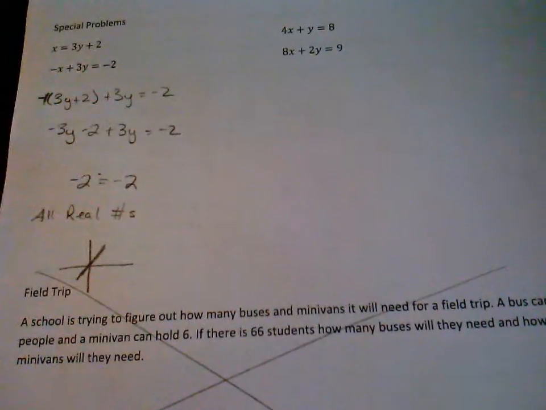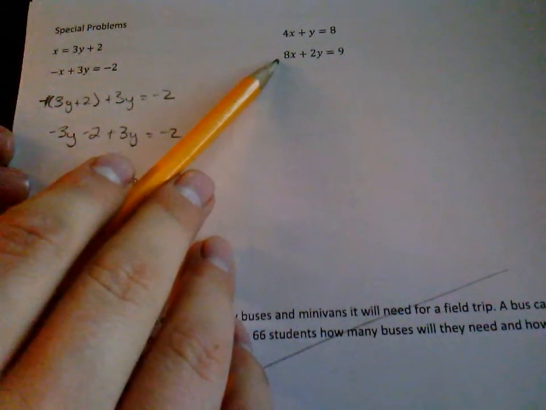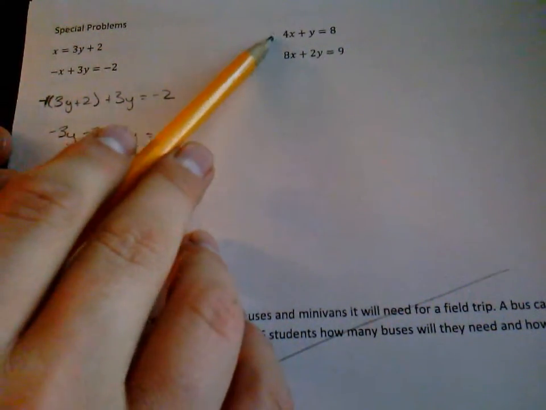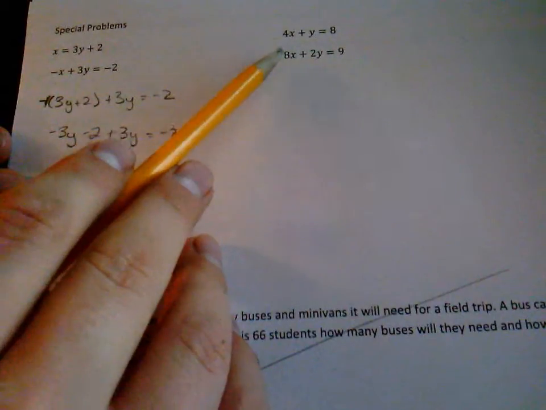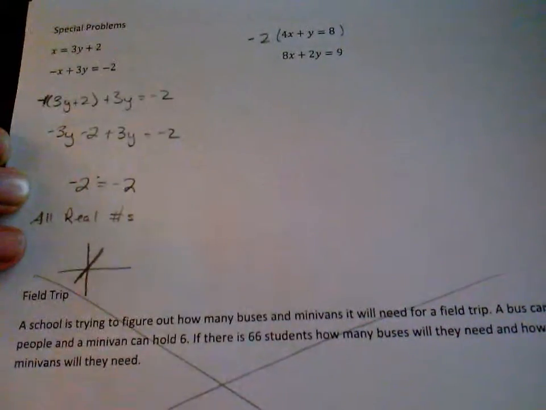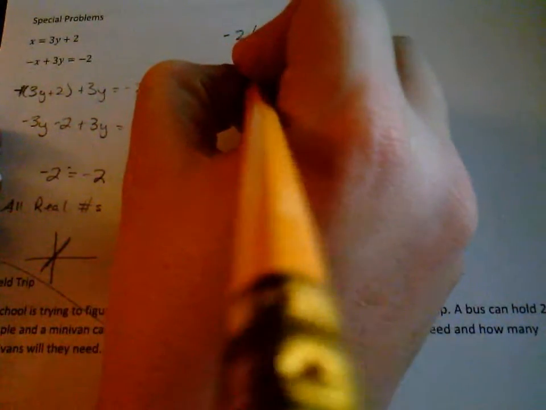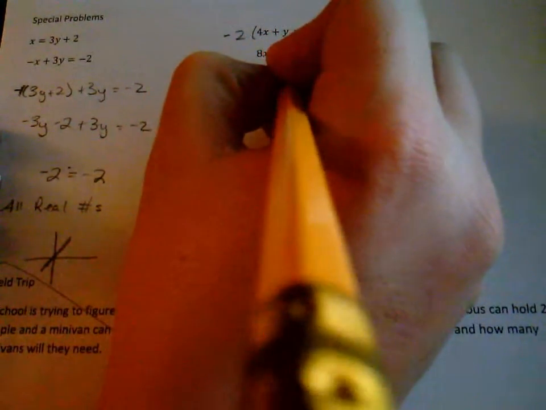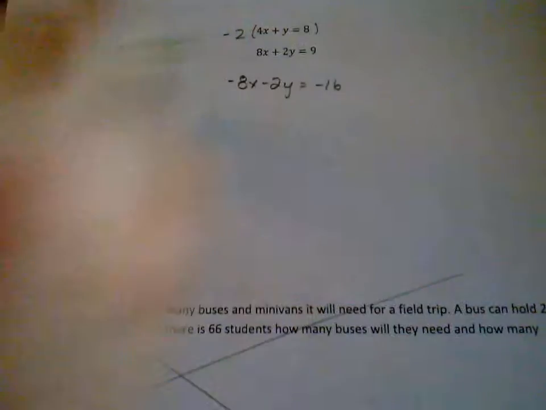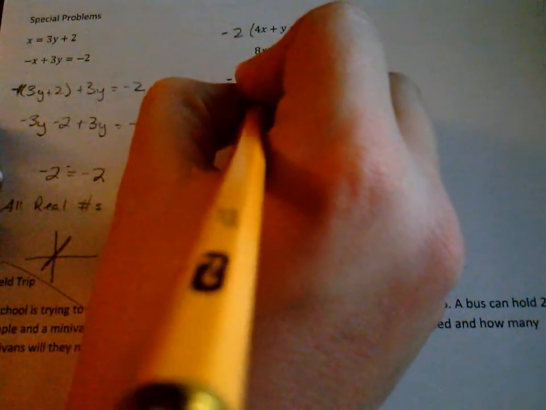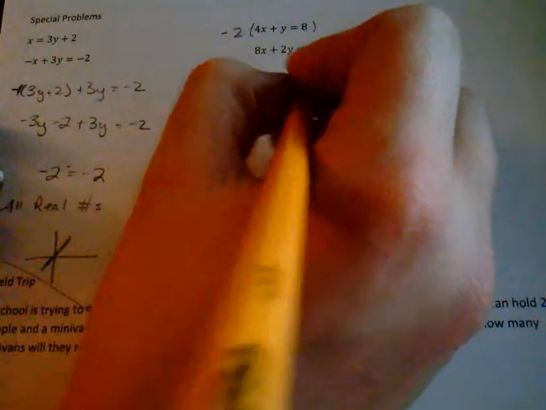Now let's try this one over here. Okay, 4 can multiply to 8. Neither of them are negative, so I'm going to have to multiply this by 2 to get to 8, but not just a 2, but a negative 2 in order for it to work. So, I'm going to multiply by negative 2. It's going to give me negative 8x minus 2y equals negative 16. This one didn't change, so it's 8x plus 2y equals 9.